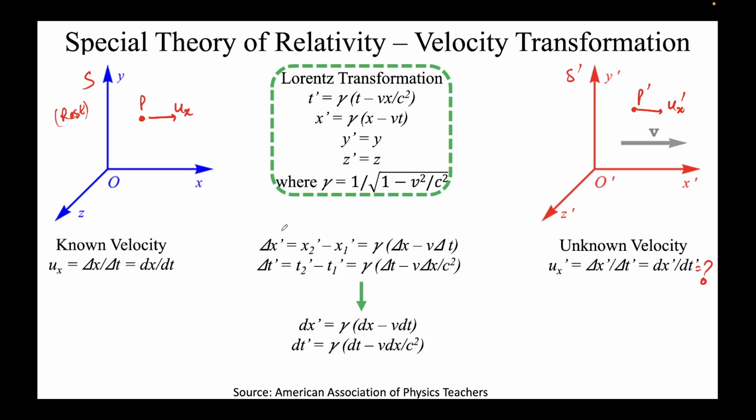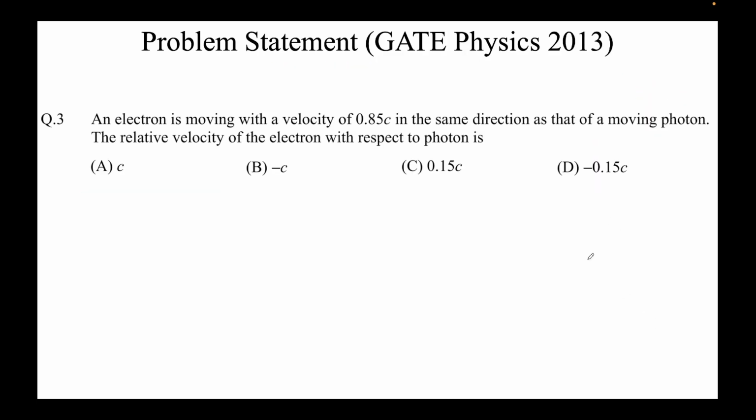When we put the limit delta x and delta t go to 0, this gets converted to a differential, and we can simply now say ux prime is dx prime over dt prime. And if you try to divide these two entities, a few terms like gamma get cancelled and whatnot, and you obtain this formula over here. And this is the formula that we get: the velocity of object P in S prime frame is given by this entity, right? Let's get back to our problem that we had here.